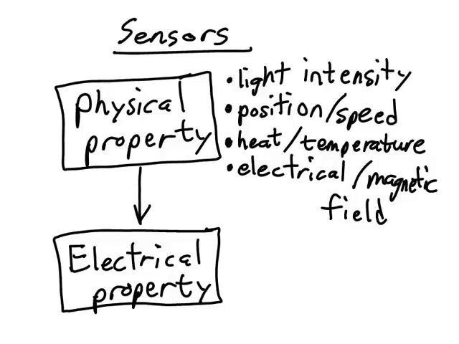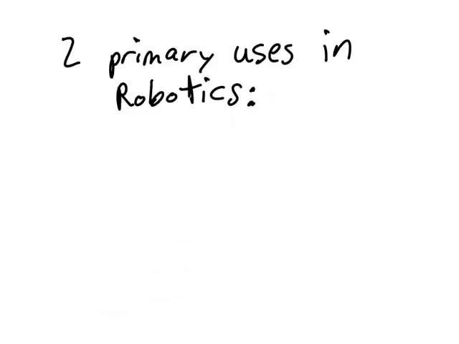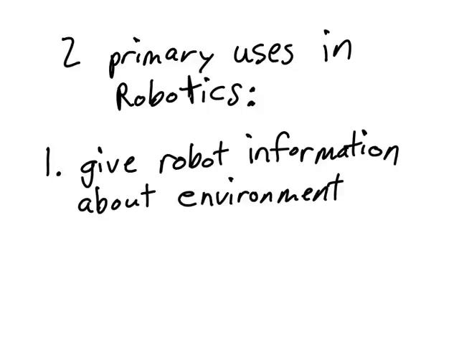Electrical properties are things like voltage or current. The benefit of a sensor is that it allows our controller, which is an electrical kind of controller, to obtain information about the physical properties. In a robotic system, there are two primary kinds of information that a sensor would be used to give us. The first use is perhaps the more commonly understood use, which is to give our robot information about its environment. In other words, to give the robot information about what is happening around it.